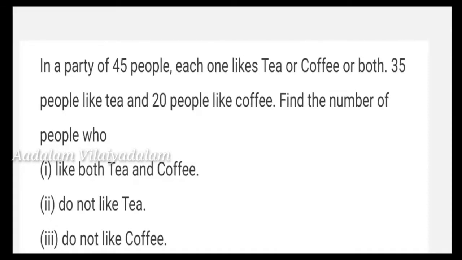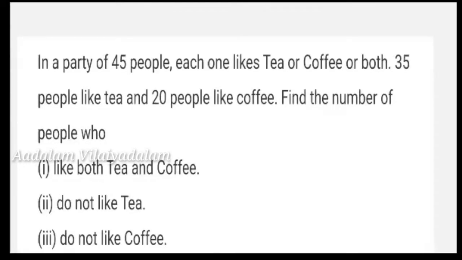Now let's move to the fifth question. In a party of 45 people, each one likes tea or coffee or both.